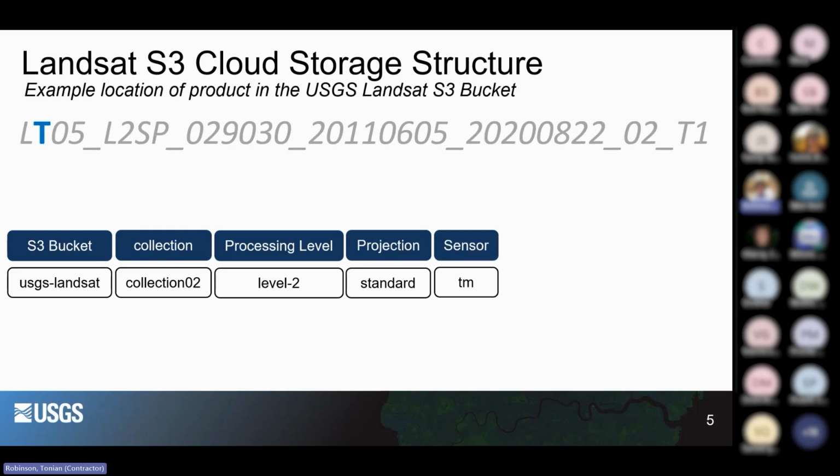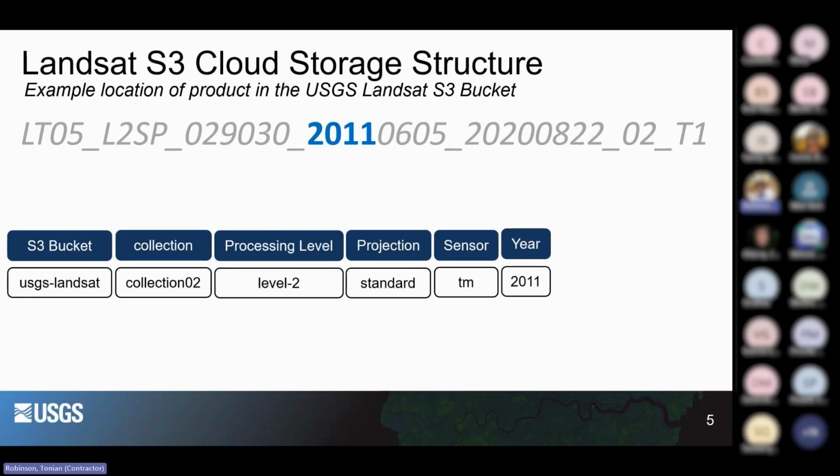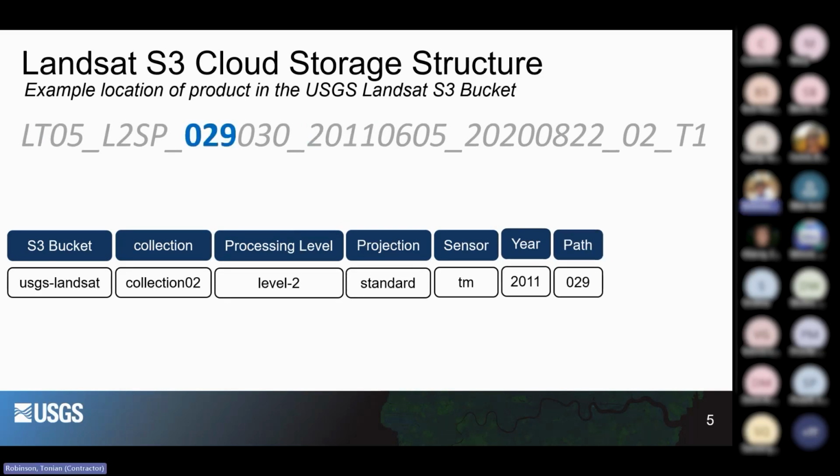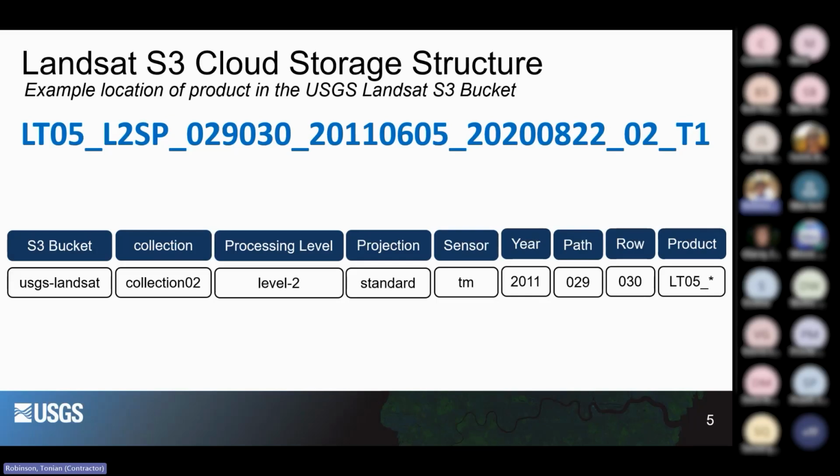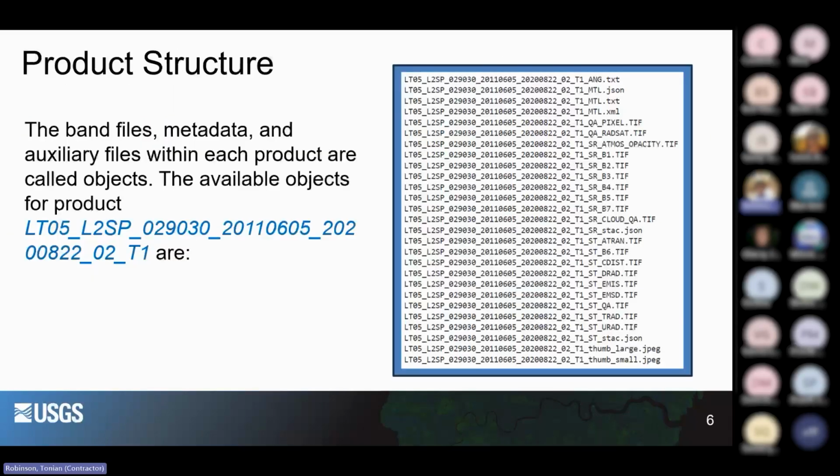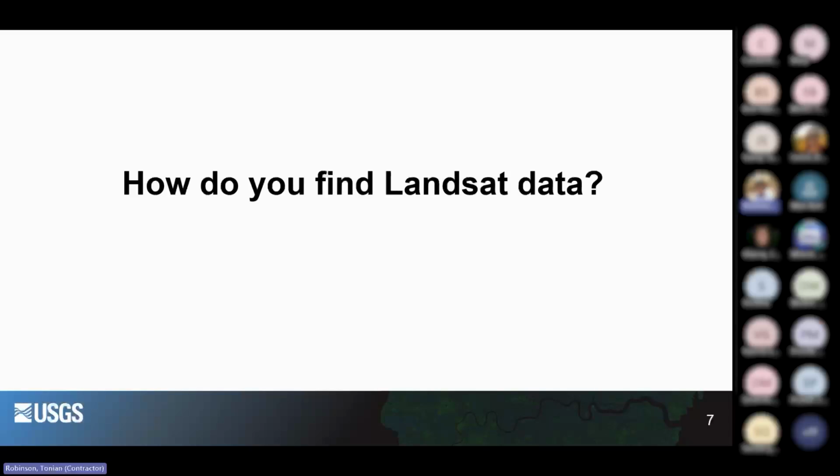It's then stored under its sensor. In this case, it's the Thematic Mapper sensor, which is labeled as TM here, but labeled as T in its name. It's then stored under its year, which is the year it's collected, and that is highlighted in its name. And then it's stored under its path and row, which are also highlighted in its name. And lastly, it will be under its entire product name. So under this product structure, there are various objects ranging from the metadata to band products that are downloadable for this specific product.